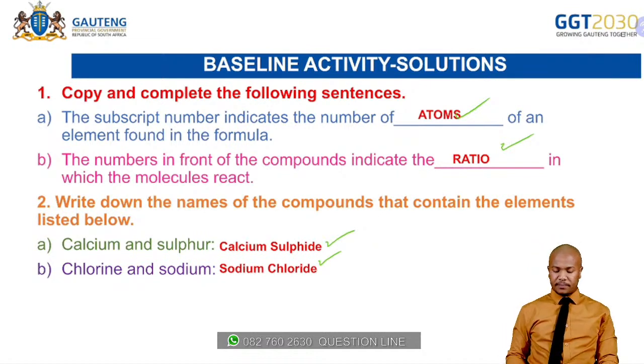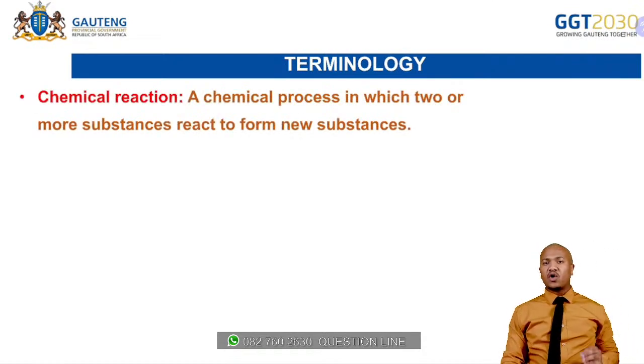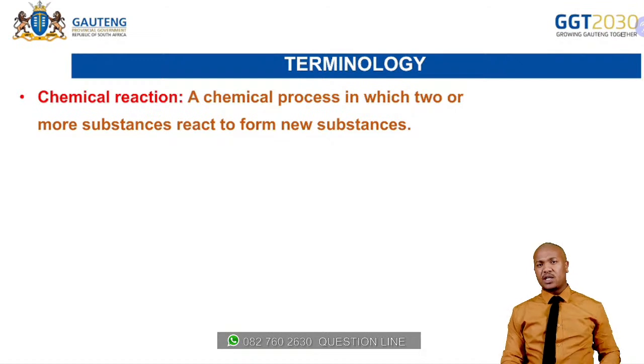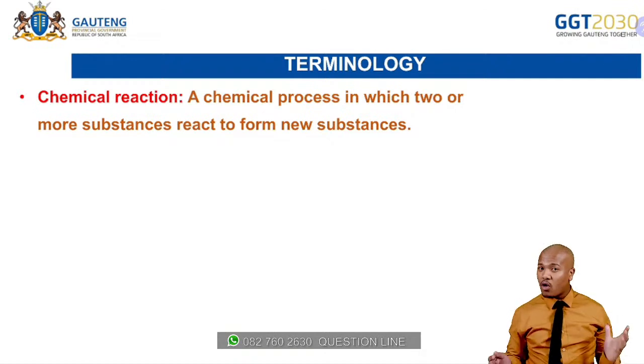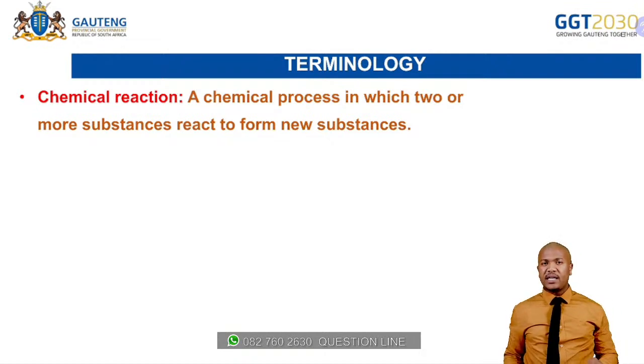Now let's move on. These are the important terms that we are going to come across as we proceed with the lesson. So it's important to grasp them so that it is easy to understand the topic. The main one here, chemical reaction. Chemical reaction is a process in which two or more substances react to form what? New substances. So you have two or more substances reacting with each other to form a new substance, right? That is a chemical reaction.